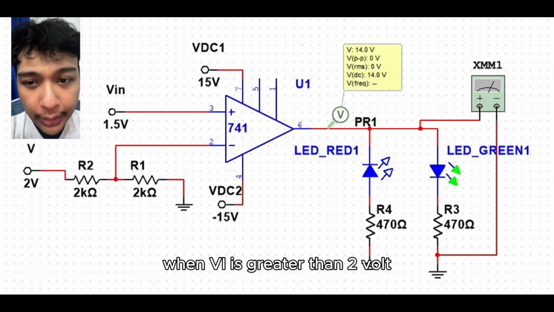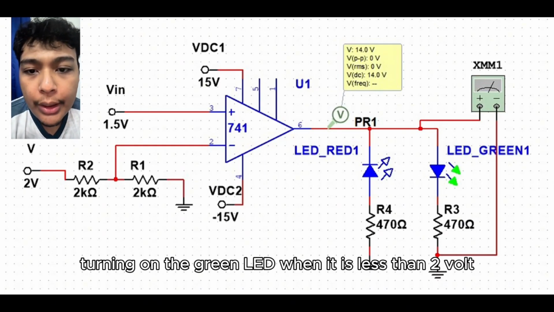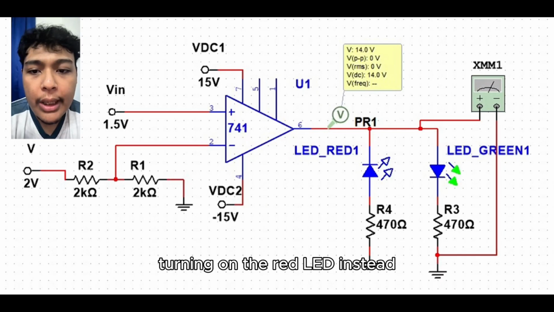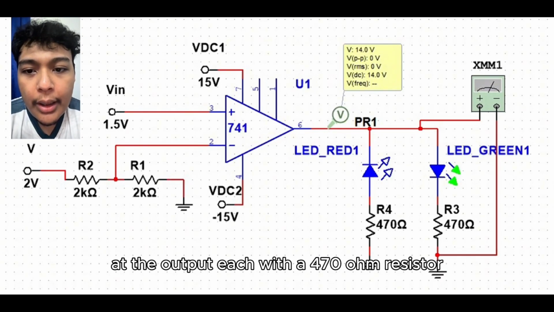When VI is greater than 2 volts, the op-amp output goes high to positive 15 volts, turning on the green LED. When it is less than 2 volts, the output drops to negative 15 volts, turning on the red LED instead. The two LEDs are connected in opposite directions at the output, each with a 470 ohm resistor.